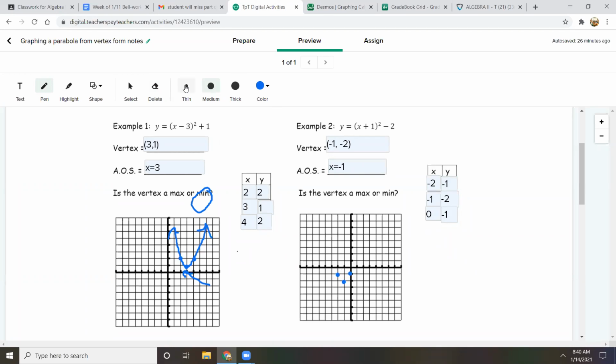And then, like I said, you might want to use thin when you draw it in. Medium gets a little bit sloppy, but try your best to draw in your parabola. If you can't do it, don't worry about it. If you just got the points, that's fine. I know it's kind of hard with the trackpad to draw on here. And then they ask, is your vertex a max or a min? This is also the lowest point, so that would still be a minimum.